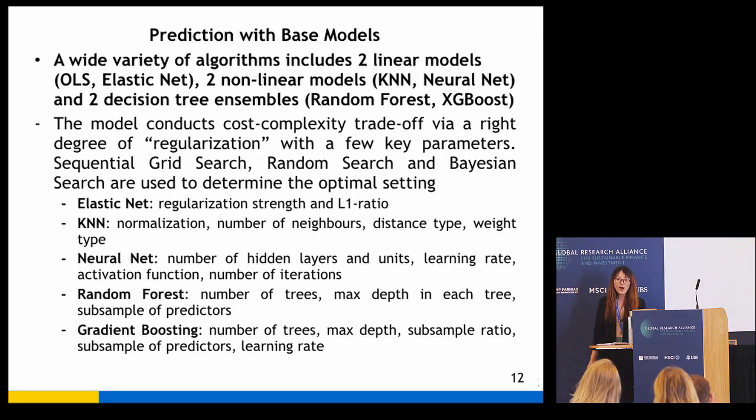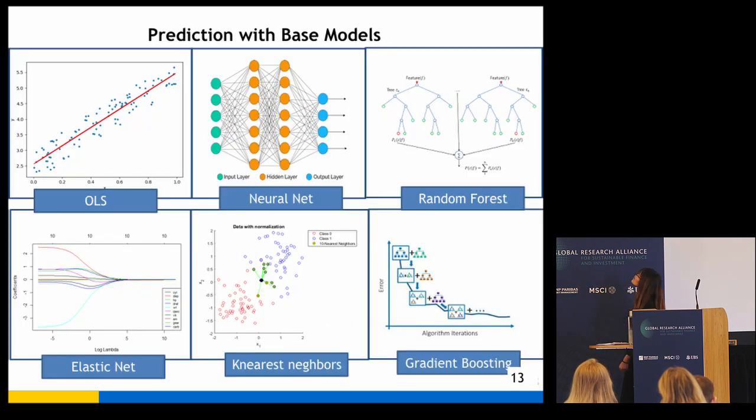So for all of the models, we have to set up the parameters so that we can conduct the trade-off between cost and complexity. I'm not going to go through in detail what kind of parameters we need to use, but basically some models use a very simple parameter, and other models use a combination of multiple parameters. What we need to do is a sequential grid search, or a random search, or a Bayesian search to get the optimal set of hyperparameters. And this is the model that we use.